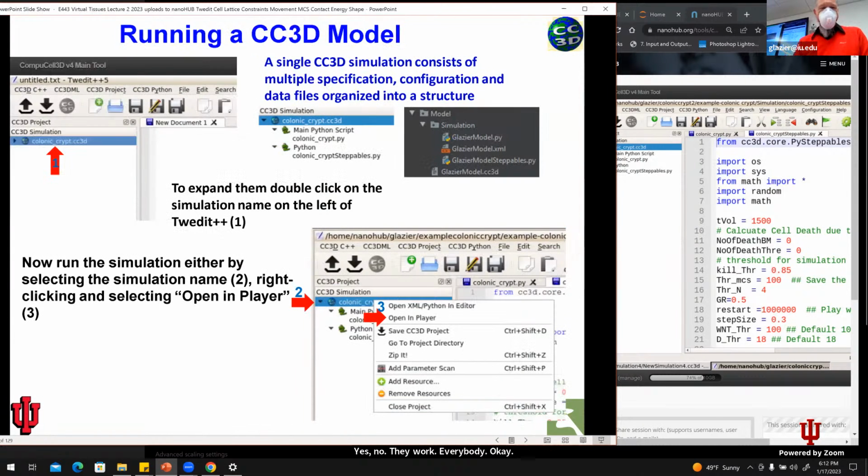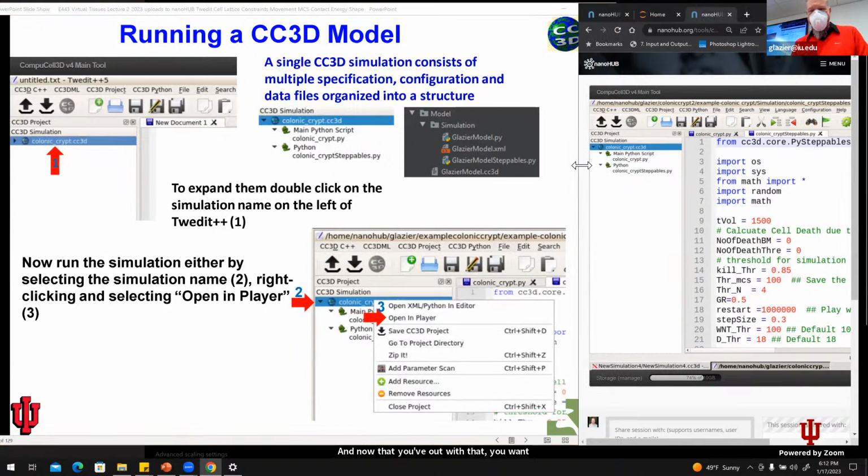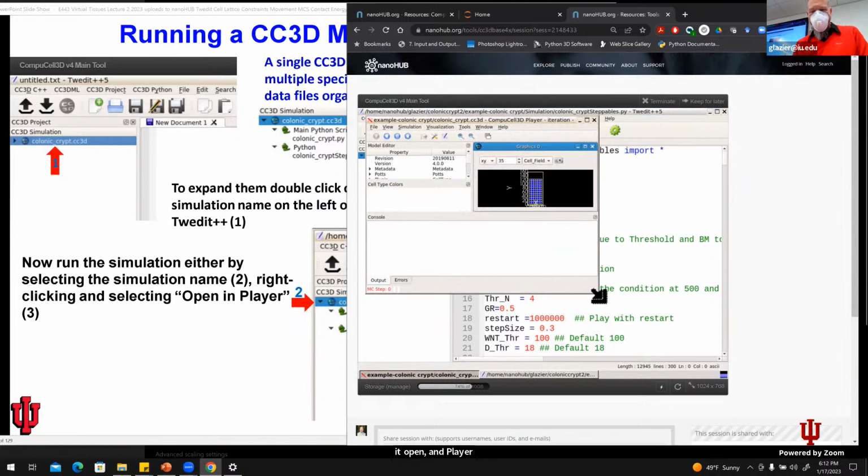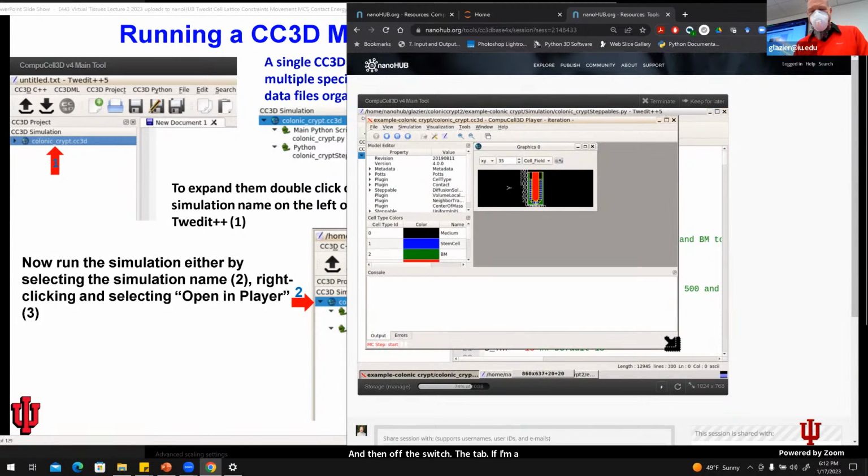Okay, so we've opened it. And now that you've opened it, you want to run it. So let's run that. We'll go here, and we'll say Colonic Crypt. I'll right click on it, open in Player. And then I have to switch the tab if I'm in nanoHUB. And you should see the simulation launch. People get it to run?